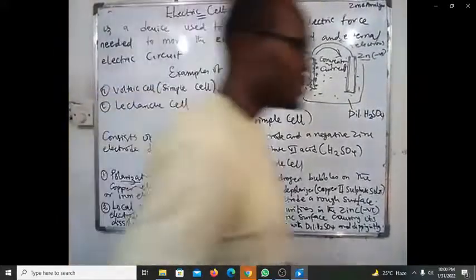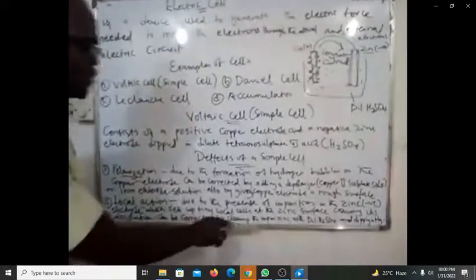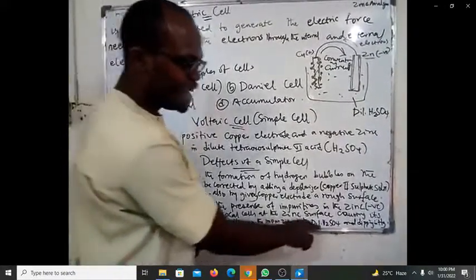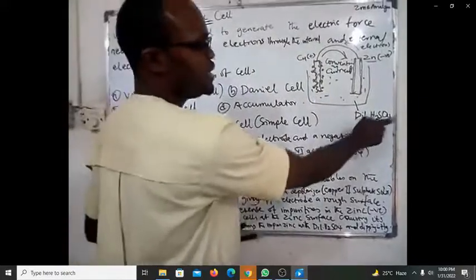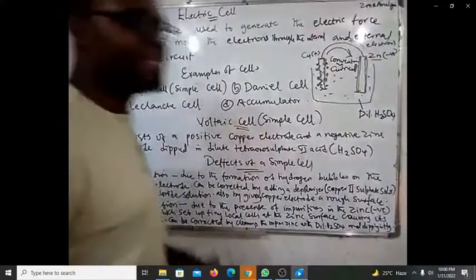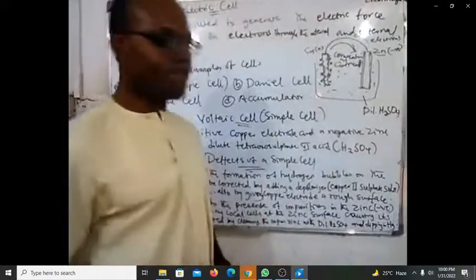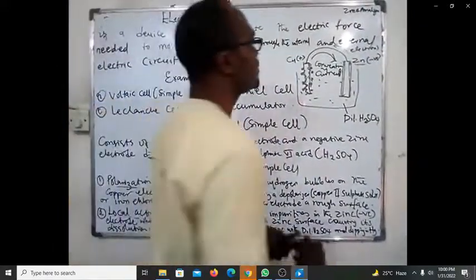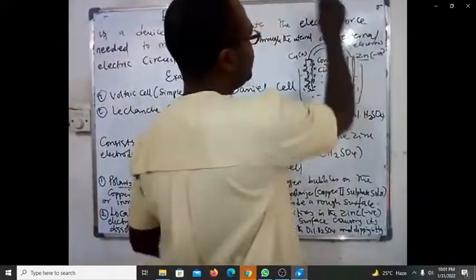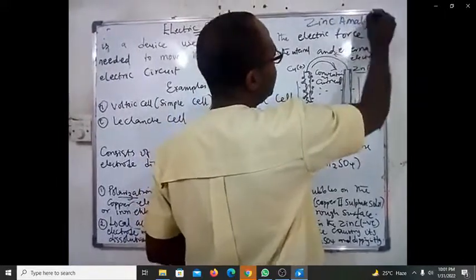So how can you correct local action? You can correct local action by cleaning the impurities in the zinc with dilute H2SO4. You clean those impurities. Then after cleaning the impurities, you have to dip the zinc, not the copper, zinc into mercury, so that you have what we call zinc amalgam.